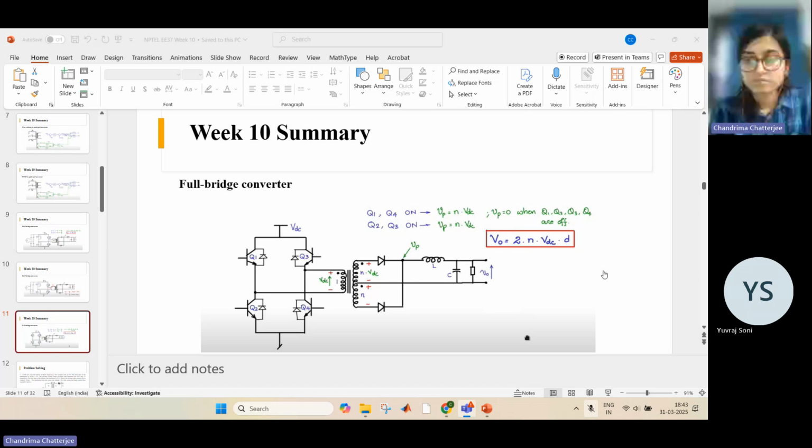And in these intervals, when both these switches are off, there is no input current drawn from the input, right? So that's why the average value for each transistor would be half the average of the input current. That's why IQ is I in by 2. The average current through each diode is I naught by 2, where I naught is the load current.